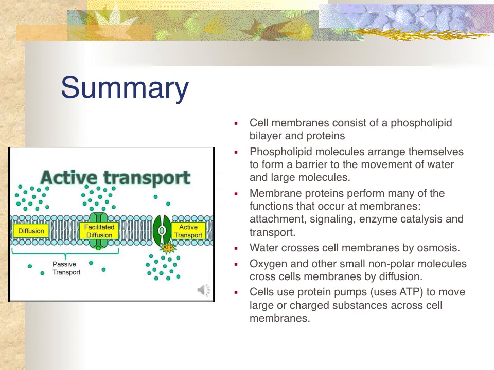Okay, so in summary, cell membranes consist of a phospholipid bilayer and proteins embedded or attached to the membrane. The phospholipid molecules form a barrier to the movement of most molecules. Membrane proteins perform many functions: attachment, signaling, enzyme catalysis, and transport. Water crosses cell membranes by osmosis. Oxygen and other small nonpolar molecules cross the membrane by diffusion. Cells use protein pumps or active transport to move large or charged substances across cell membranes.